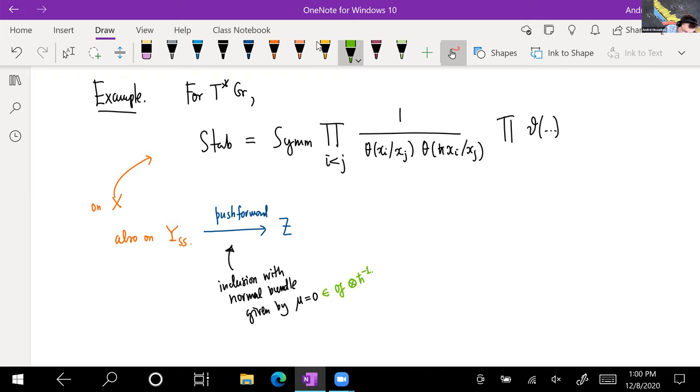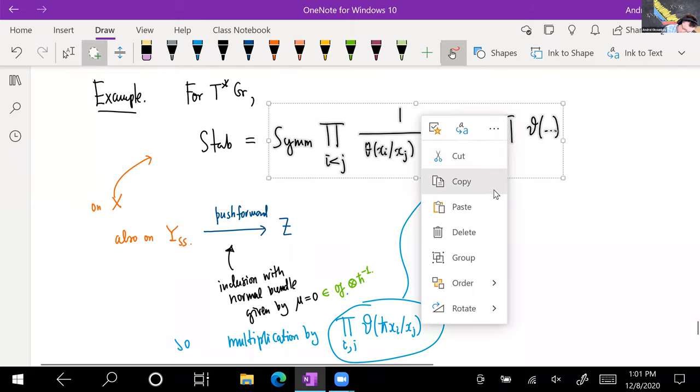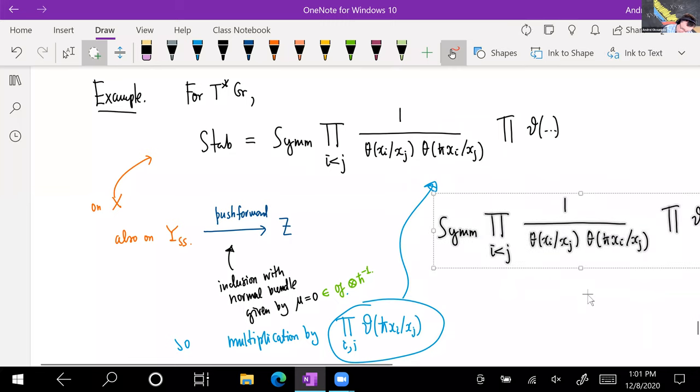And so this push forward, since the inclusion with this normal bundle means it's multiplication by the product over all i and j, theta of h bar x_i over x_j. These are the weights in the Lie algebra. You have to take the dual weight, and the weights in the Lie algebra are self-dual, and so then this is h bar, so you get this. And so if we multiply this expression by this weight, of course, what we're going to get on Z.